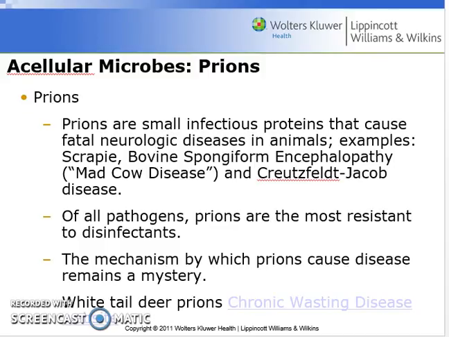Things that are caused by prions include scrapie, bovine spongiform encephalopathy, which is also known as mad cow disease, and Creutzfeldt-Jakob disease. These diseases are very much rooted in the nervous system, and these prions affect your neurons from functioning properly and generate different neurological diseases in animals.